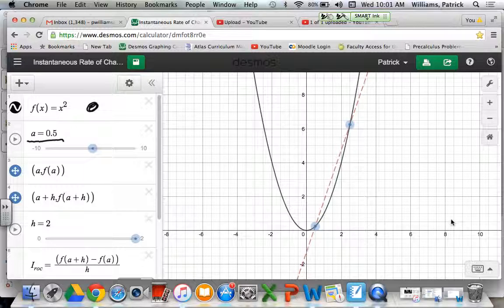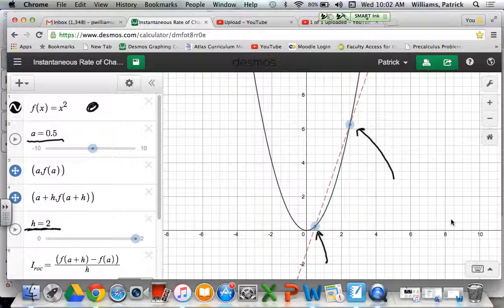Now, a is really our starting x value. What we want to do is figure out the instantaneous rate of change at x equals a, or in this case, x equals 0.5. You'll see that we have one blue dot right here at the point a comma f of a. We also have another blue dot at the point a plus h comma f of a plus h. Notice that I said h equals 2.